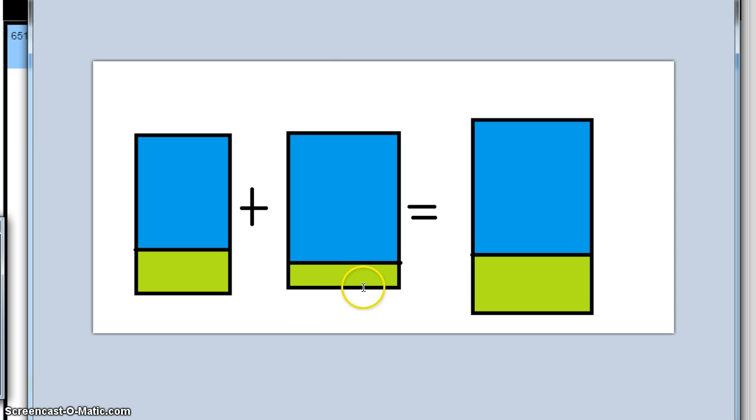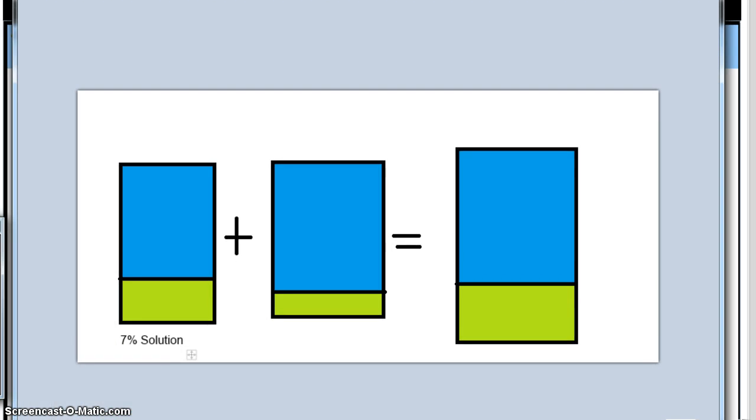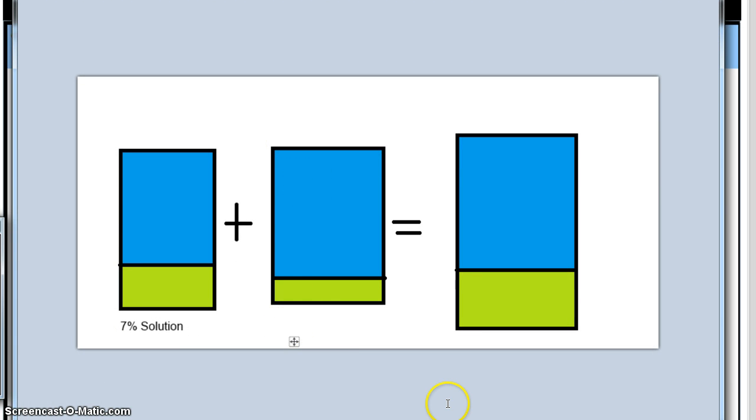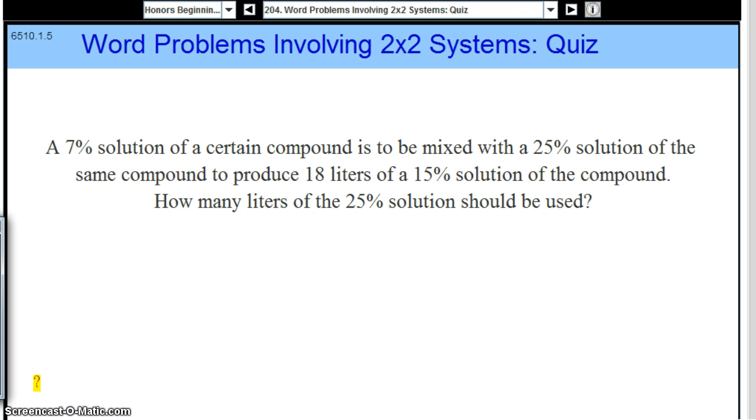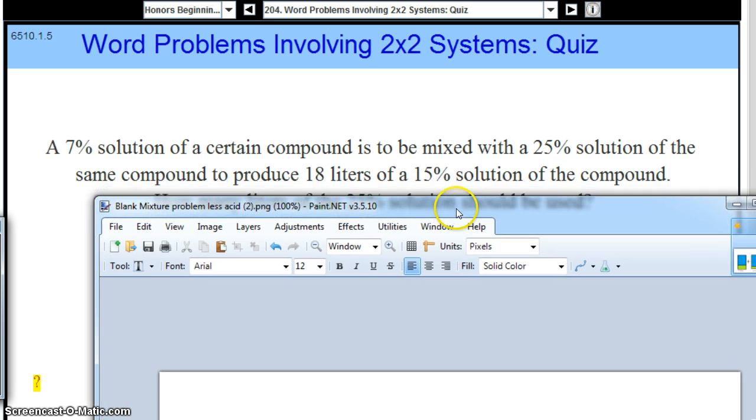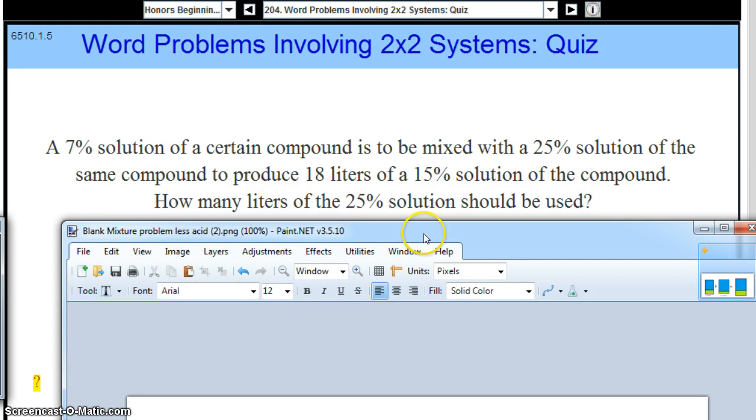This has very little acid, so let's do it in order. Draw your picture however you'd like, but let's call this the 7% solution. Oh, I need the percent sign. Where is that? Am I blind? There it is. 7% solution. And the other was 25% solution. What else do we use? To produce 18 liters of a 15% solution.